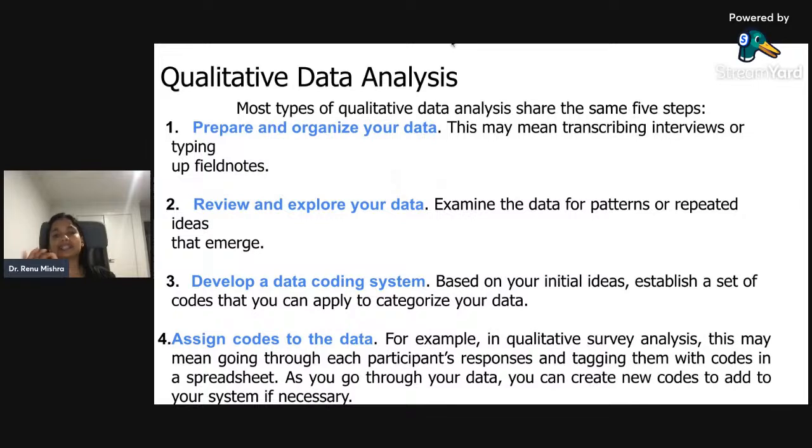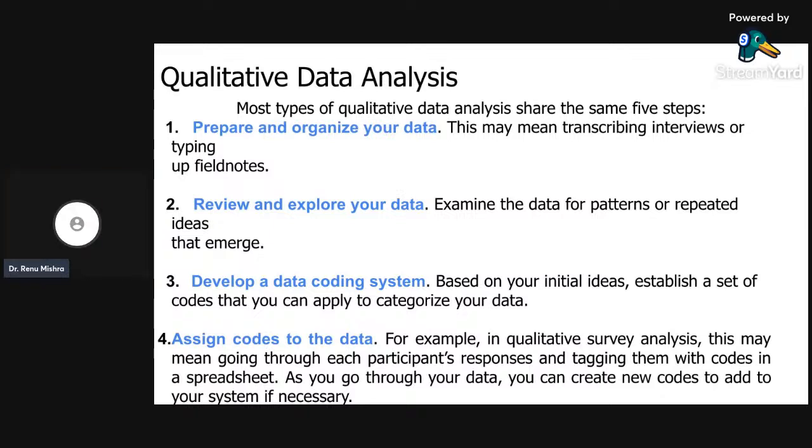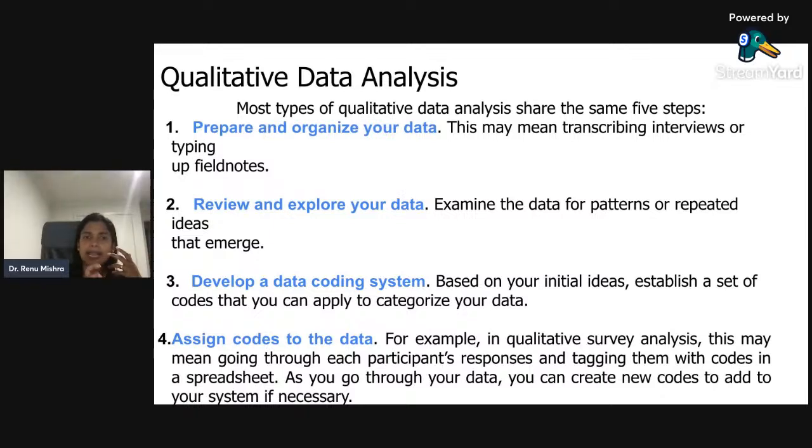When you talk about data analysis of interviews, firstly you need to organize the data. Let's say you have collected the data through interviews. You need to examine the pattern. That means, what is the repetition which is happening? For instance, two people have said a similar thing. What is the idea which is appearing again and again? For those initial ideas, you need to set a code to categorize that data.